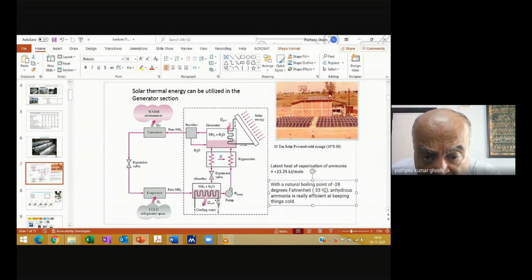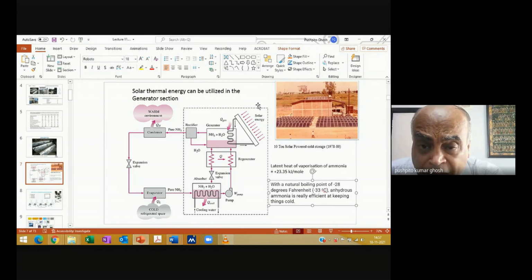Then what you do is, with the help of a pump, you pump this whole thing and take it into this particular system over here, which is known as the generator. Now you will see that it shows solar energy. What is happening is that ammonia is in water.